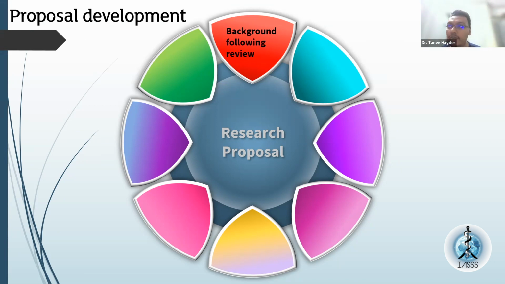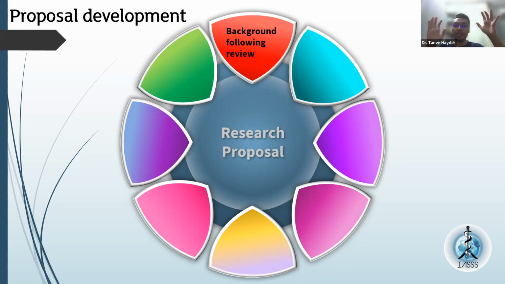For example, first of all, background following review. For any proposal that you are writing, you need to do a literature research and you have to write a background because you have to justify the need for that research. So how do you write that? After a general overview of the topic, what context is your focus? For example, P from your PICO. Then you have to summarize the current evidence at your disposal and write the literature review.